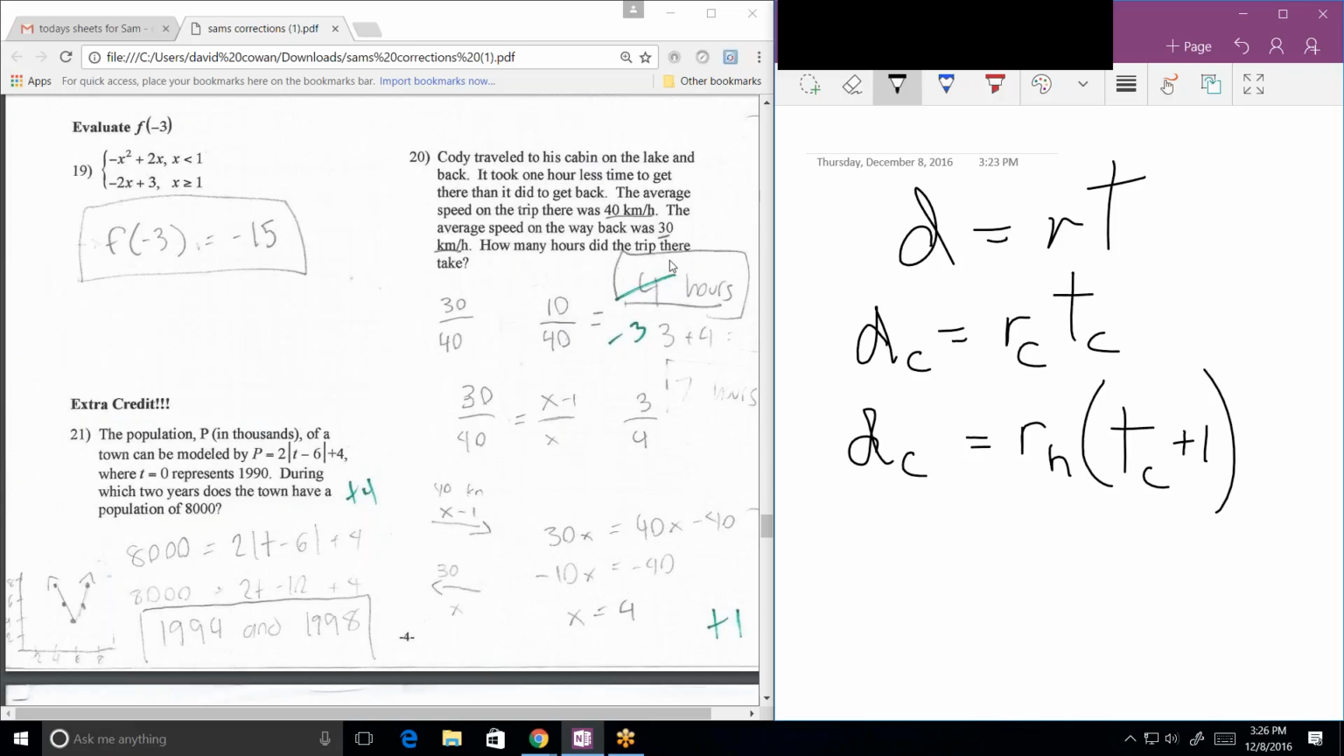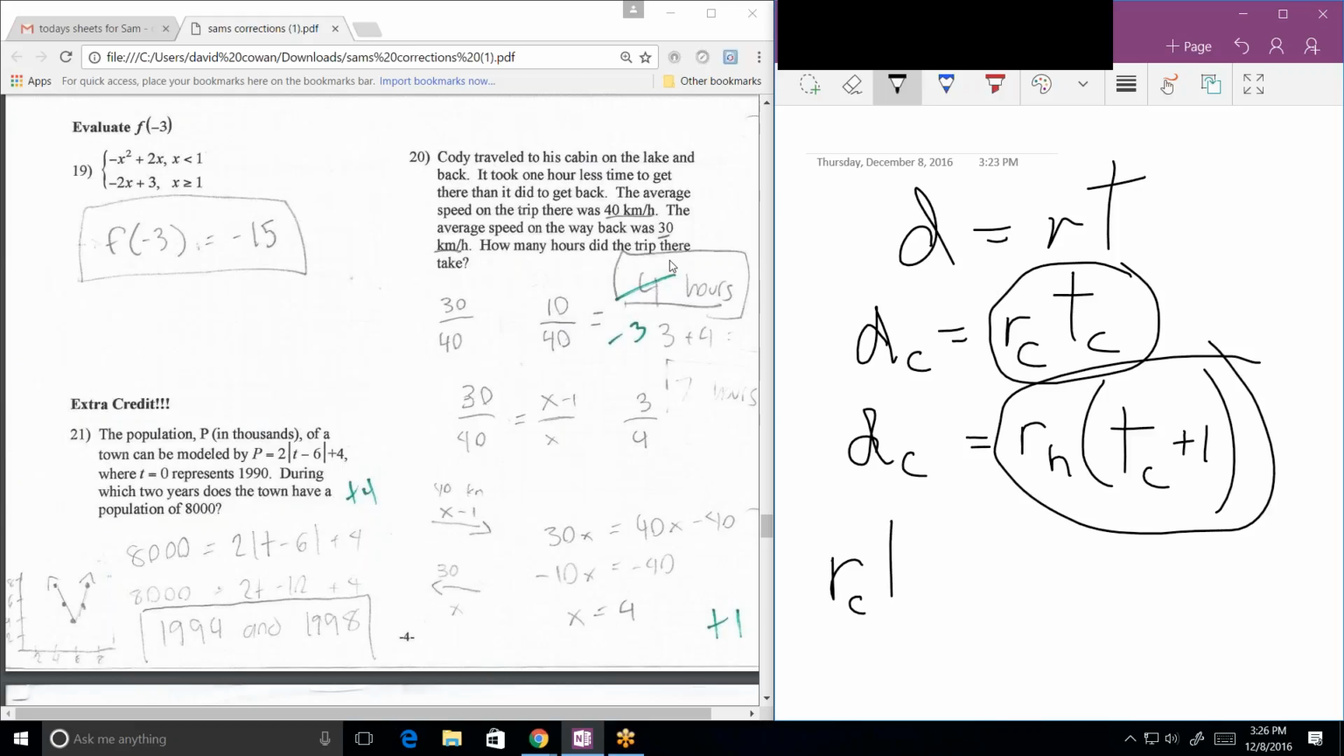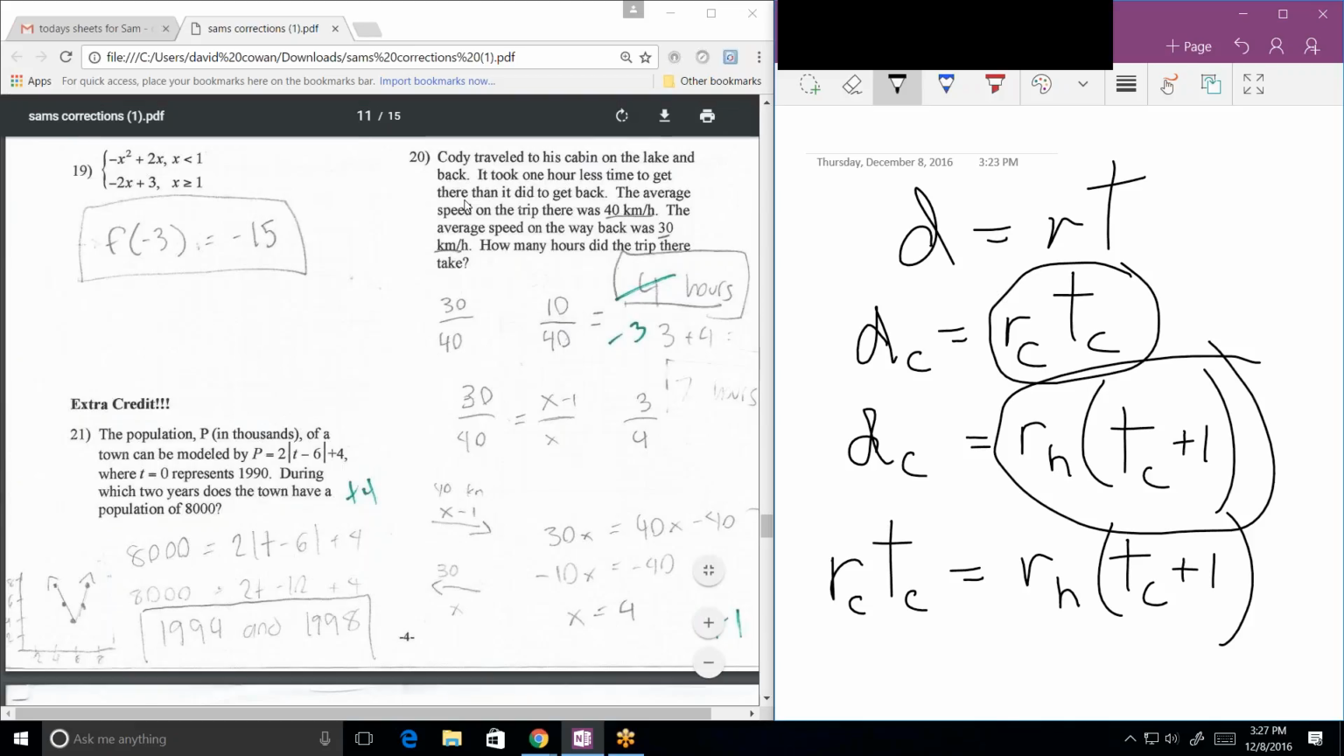With me? Since the distance to the cabin is the same as the distance to his home, I can set that equal to that. And I get the rate that he drove going to the cabin times the time that he drove going to the cabin is equal to the rate that he drove back home times the time to the cabin plus 1. Because it took him 1 hour more to get home than it did going to the cabin. That's what it took, 1 hour less to get there than to get back. It means it took 1 hour more to get back.